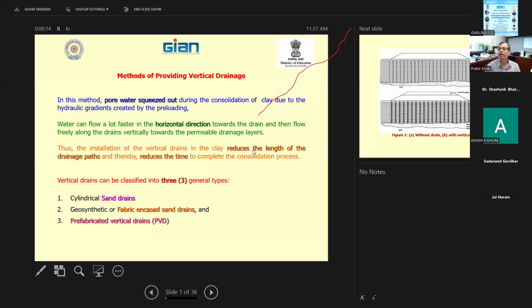So we talked about sand drain, we talked about PVD, and also the geosynthetic fabric sand drain. There are 3 different types of vertical drain. And basically the idea of this PVD, sand drain or geosynthetic fabric sand drain is that the rate of consolidation is increased, basically because not only the vertical drainage, water can also flow in the horizontal or radial direction. That's all.